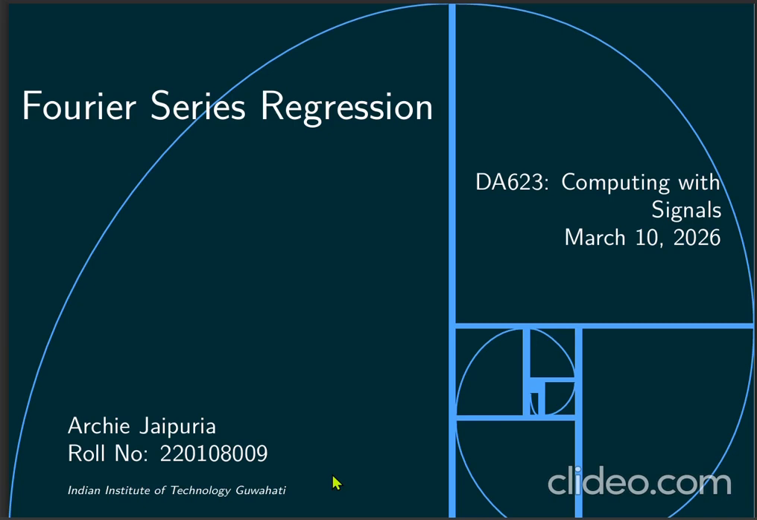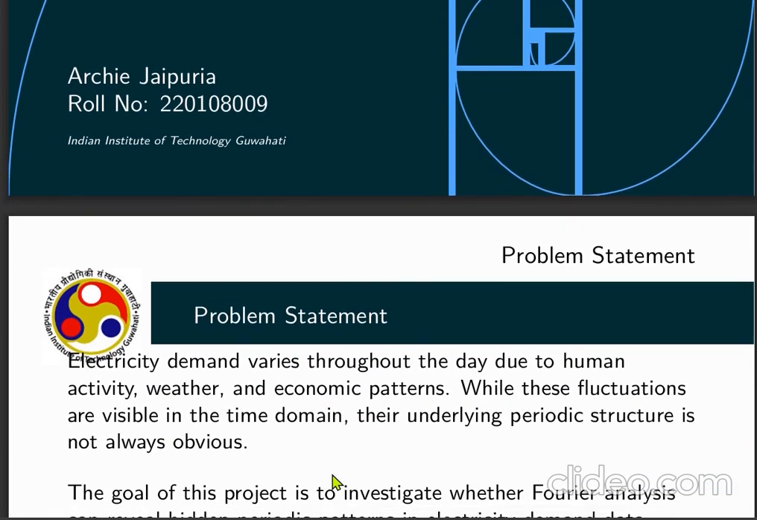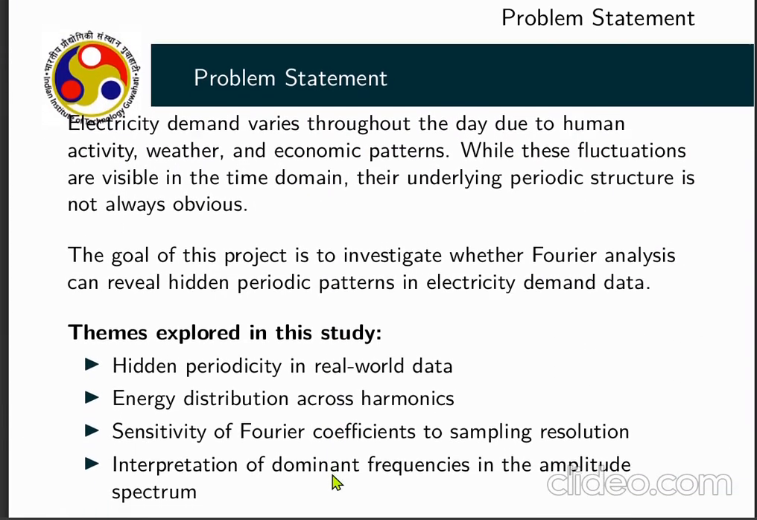Today, in this presentation, I'll analyze electricity demand data using Fourier analysis to understand the structure of the signal in the frequency domain. Electricity demand fluctuates throughout the day due to human activity, weather, and economic factors. The dataset used in this project contains hourly measurements of electricity demand over time.